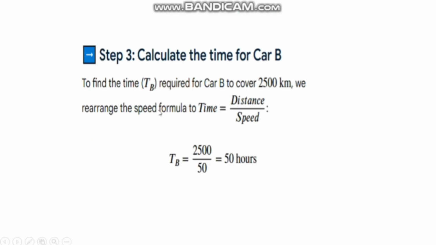Then, in the last step, we calculate the time for car B. Again, time is equal to distance divided by speed. So TB is 2500 divided by the speed of car B, which is 50, and the calculation gives 50 hours. So that is about time and distance.